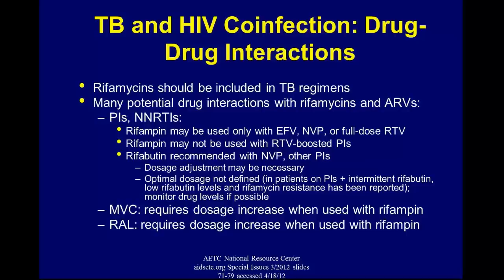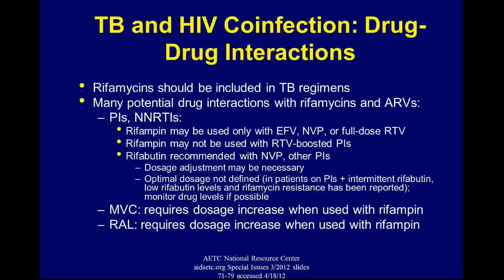Rifabutin is recommended with nevirapine and other PIs, but you always have to dose adjust. And remember, for example, for Maraviroc, you need to increase the dose when it's used with rifampin or rifabutin, and raltegravir also requires a dosage increase when used with rifampin or rifabutin. So it's not always the TB therapy. Sometimes the TB therapy has to be adjusted. Sometimes the HIV therapy has to be adjusted. But these are the few medications that they would like you to know off the top of your head.